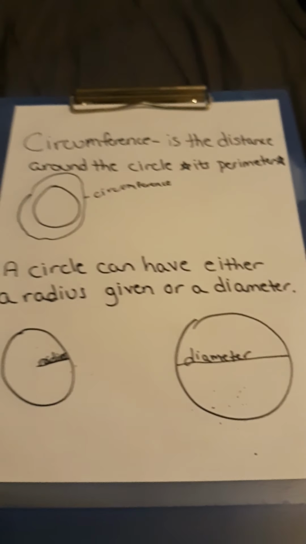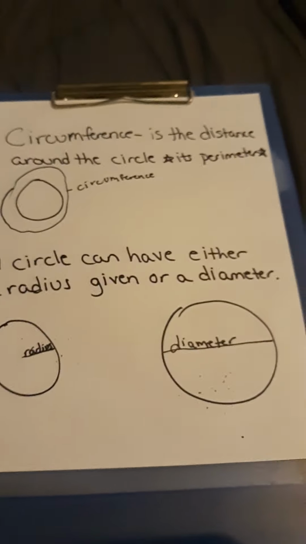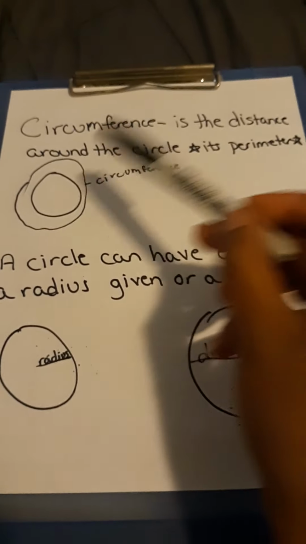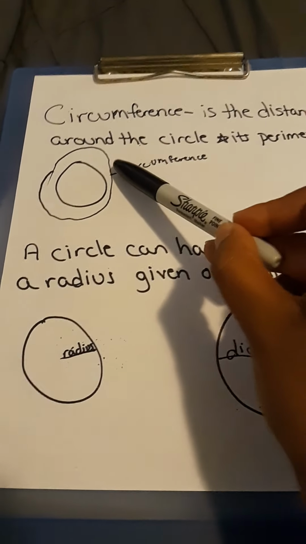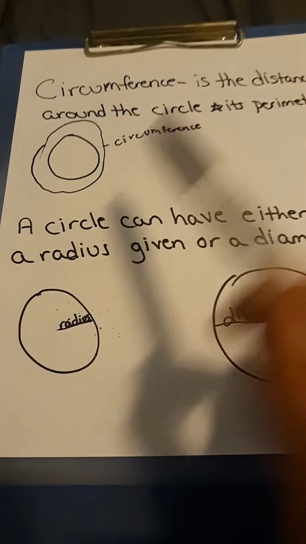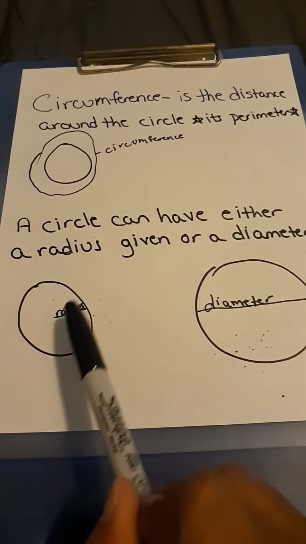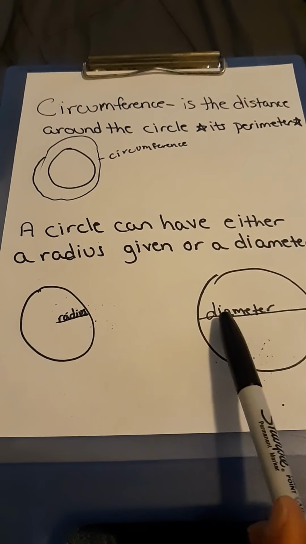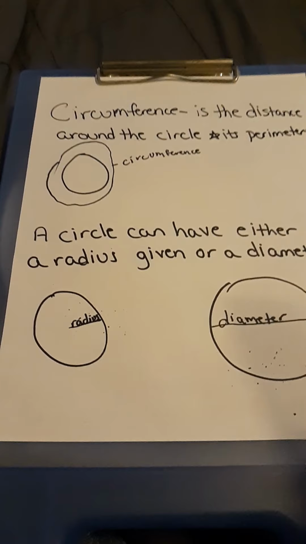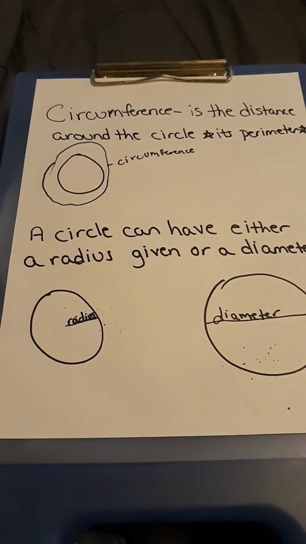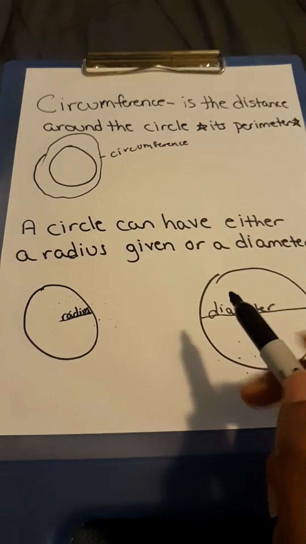Okay, so today we're going to talk about circumference. Circumference is the distance around the circle, or its perimeter. So the distance around this circle is the circumference. A circle can have either its radius given or its diameter. A radius only goes halfway across, a diameter goes all the way across.